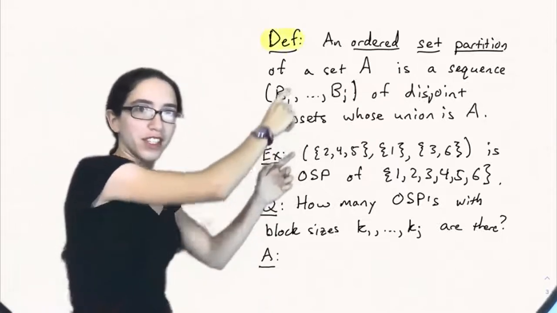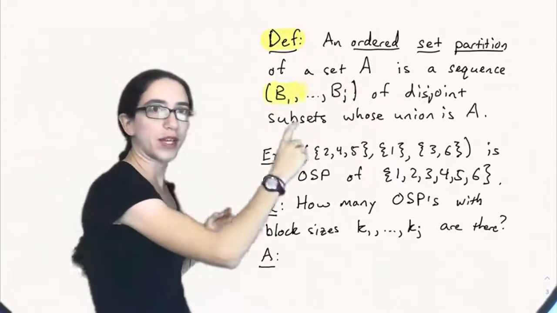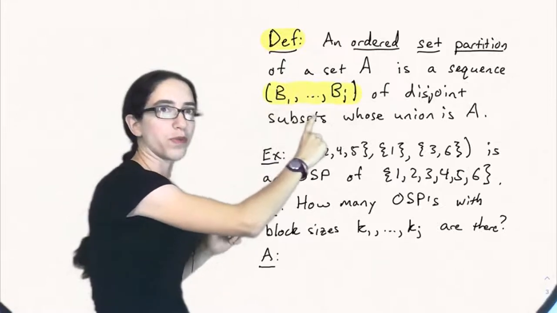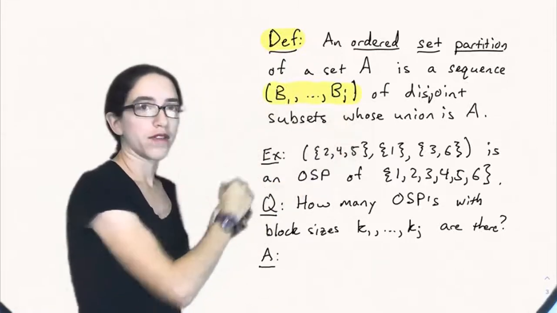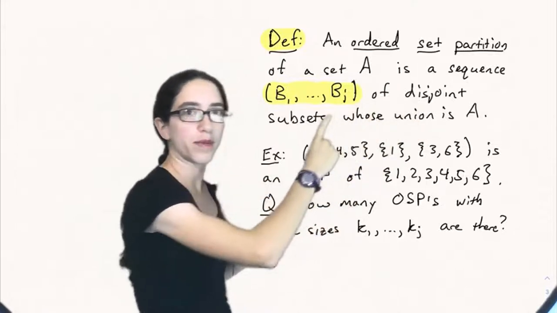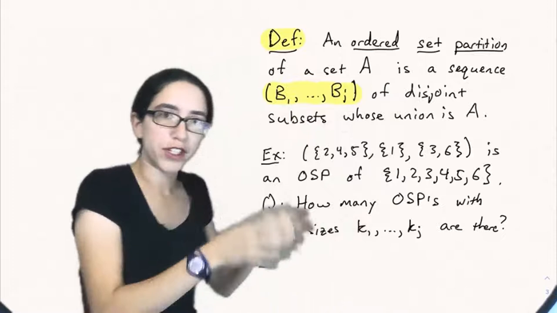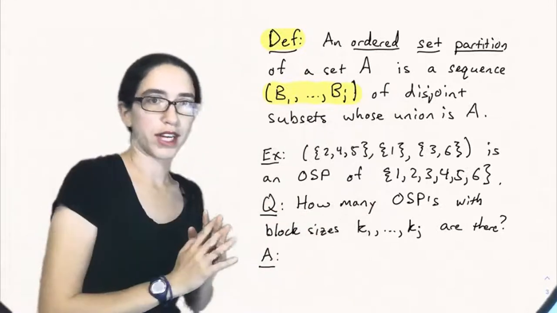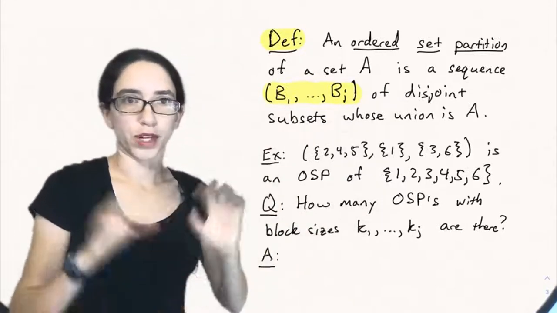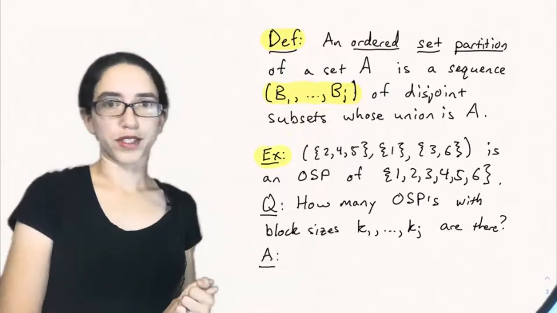An ordered set partition of a set A is a sequence of sets B1 through Bj, for some j, of disjoint subsets, so they have no elements in common, and their total union is A, meaning we're just partitioning A into different subsets in an ordered way, where every element is in some subset exactly once.